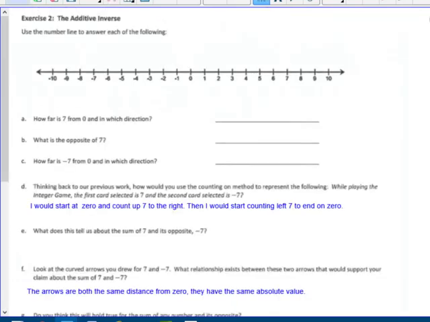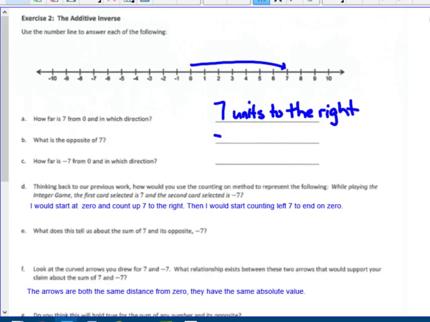Use the number line to answer each of the following. The additive inverse. How far is 7 from 0 and in which direction? Well, 7 is 7 units, right? 7 units to the right. What is the opposite of 7? -7. How far is -7 from 0 and in which direction? Well, -7 is 7 to the left. 7 units to the left.